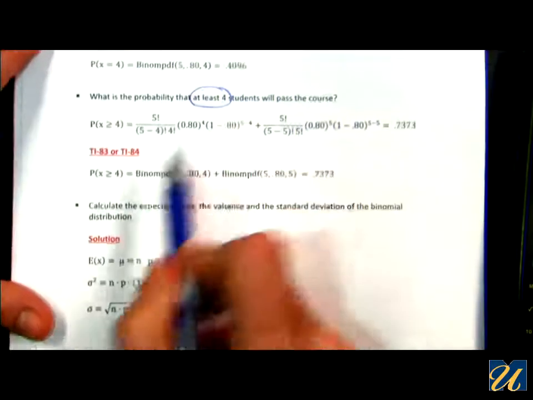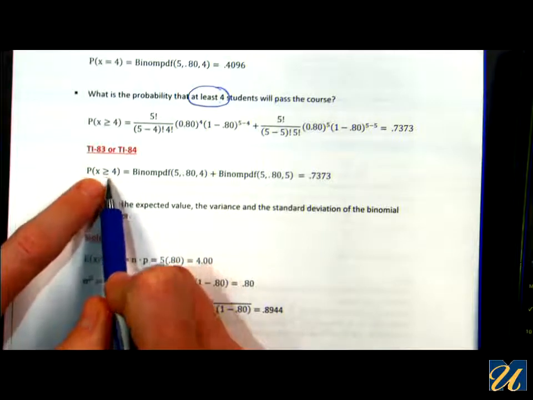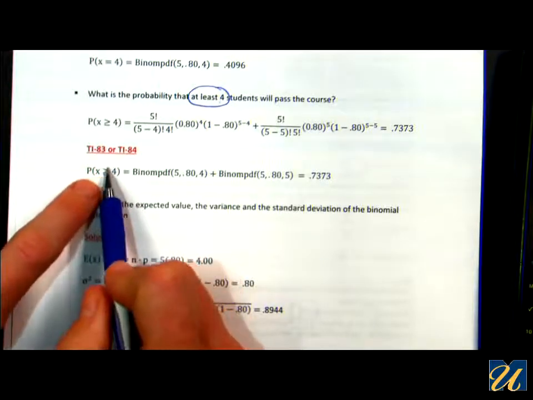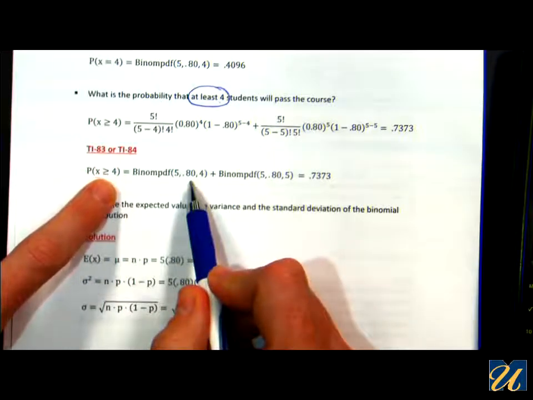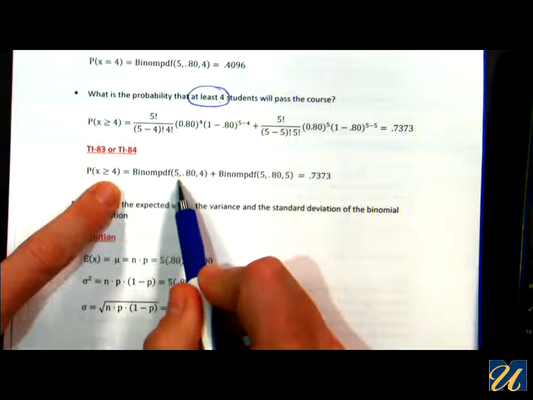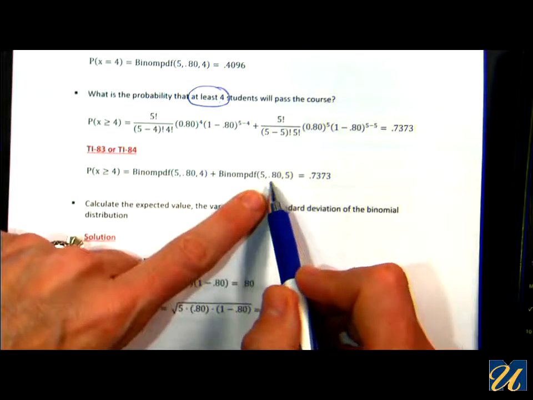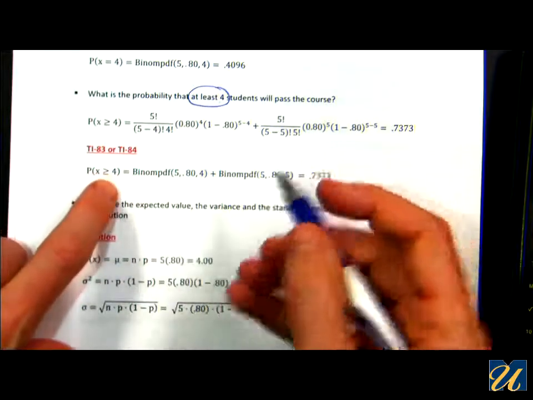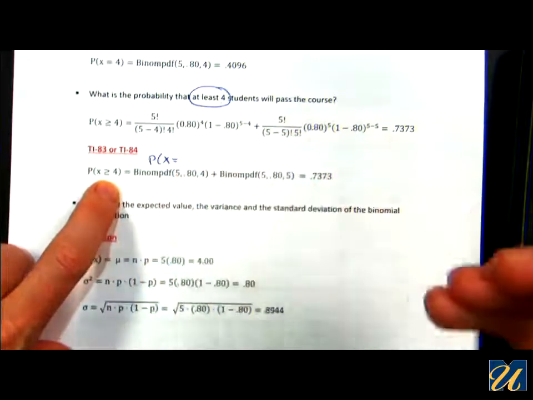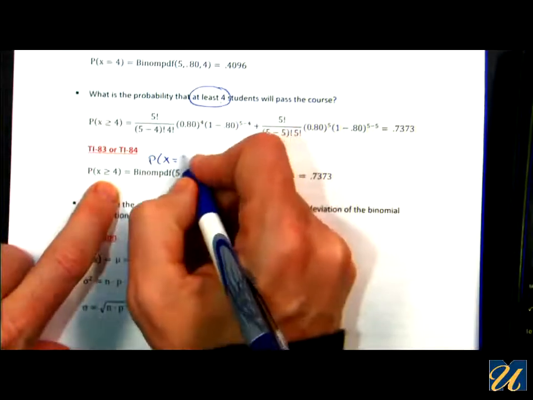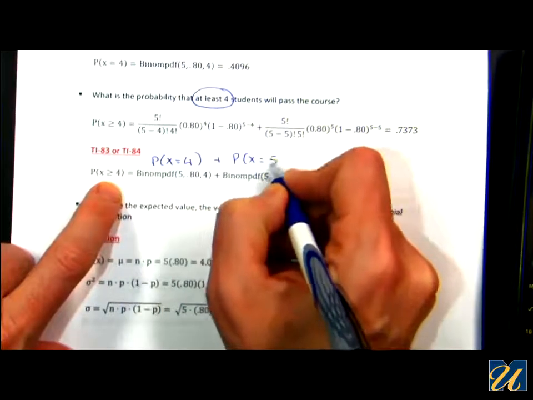So at least 4 means that you're looking for the probability of x to be greater or equal to 4. X greater or equal to 4 means that you want your x to be equal to 4 plus x to be equal to 5. This will be the probability of x to be equal to 4 plus the probability of x to be equal to 5.